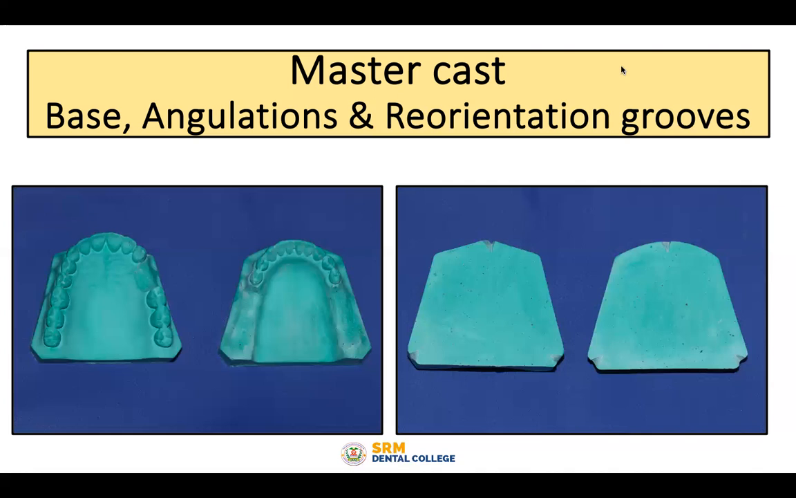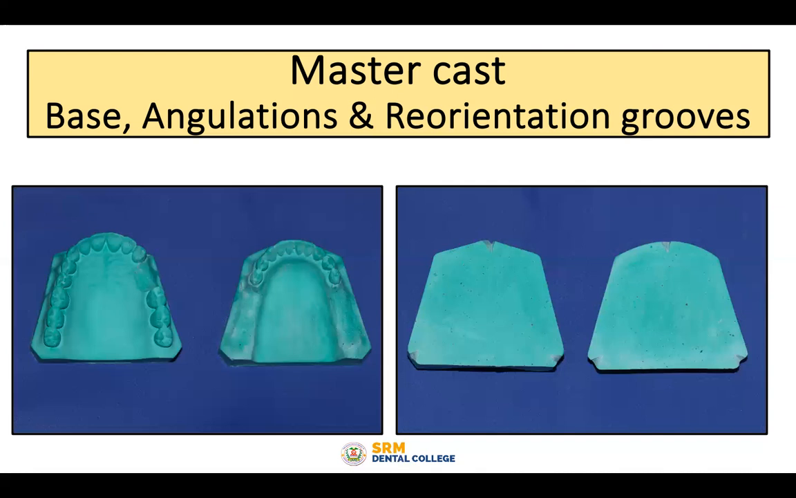3 orientation grooves are placed as shown in the figure over here. These are not retention tools. These are orientation tools, for orienting the cast to the articulator. During de-articulation of the cast, when you want to re-articulate the cast, these reorientation tools play a greater role in putting the cast back on the articulator.